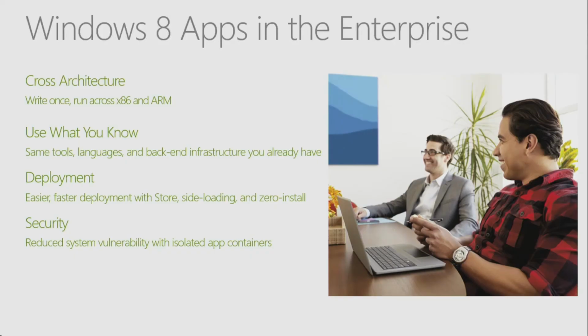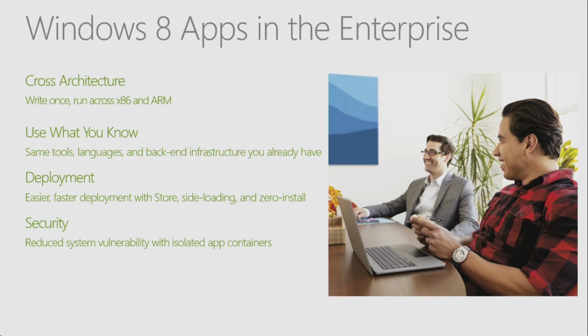Yeah, so real quick, let's talk about Windows 8 apps in the enterprise. The thing to understand is Windows 8 store apps are cross architecture. Write it once, run it across both our RT devices, aka our ARM devices, and across the x86 platform. We've got a great deep dive on apps later. Use what you know, same tools, same languages that you are used to. You're going to be able to continue to build within it, which is really nice. So Visual Studio, web languages, JavaScript, HTML5, C#, VB, C++, you're good to go.